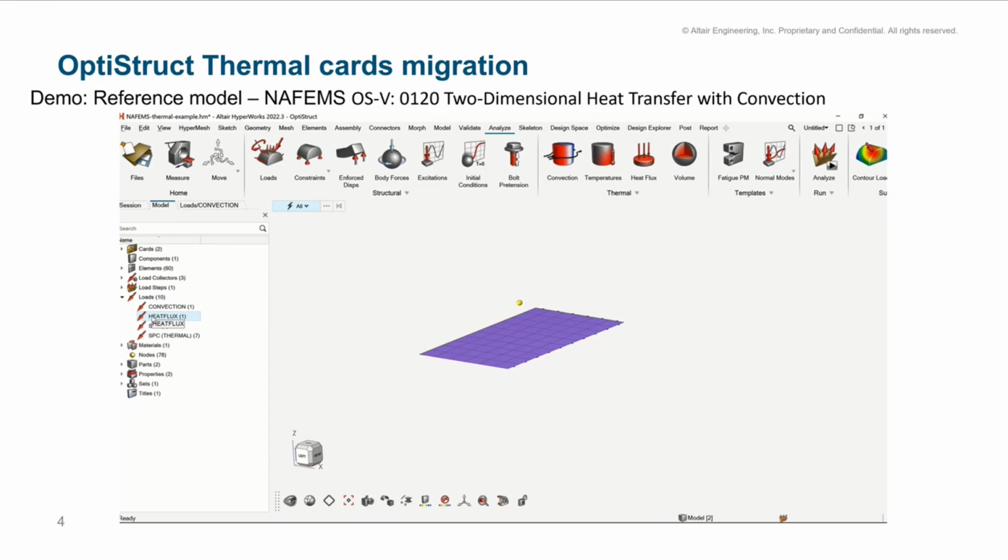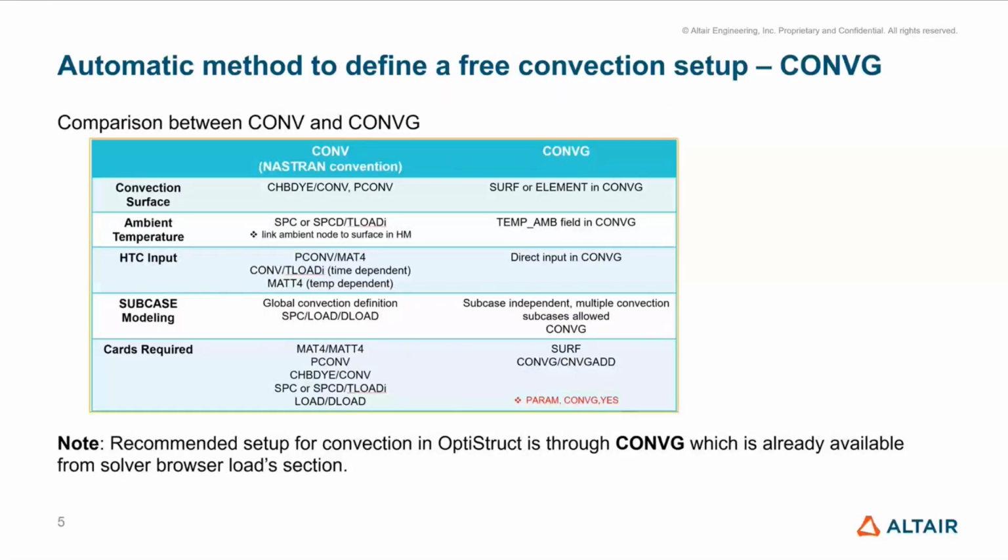In continuation with the migration, I want to emphasize one important point here, which is the conv definition, or the CHPDY definition. What we saw in the previous demo is more of the native and conventional way of defining it. Now in OptiStack, we have a new way of defining the convection, which is called the convg, which is a single card which allows the definition of the applying region of the convection load, and also the ambient temperature, everything in a single card. Compared to the traditional way of doing, which is the Nastran compatible way, where it involves multiple solver cards to define the convection definition.